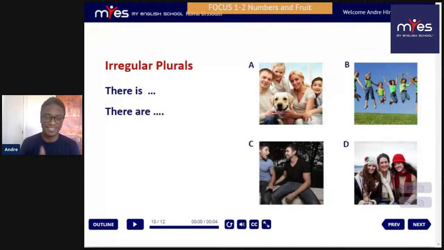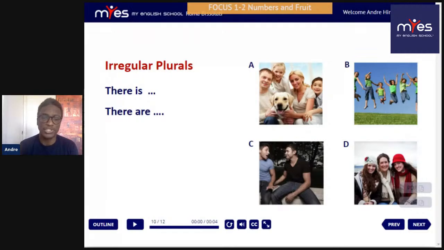Excellent, Larissa. Very good. Let's continue with picture A. What else do we have in picture A? So we have, there are two children. So we have two small children. So there are five people, as Larissa said. There is one dog, and there are two children.